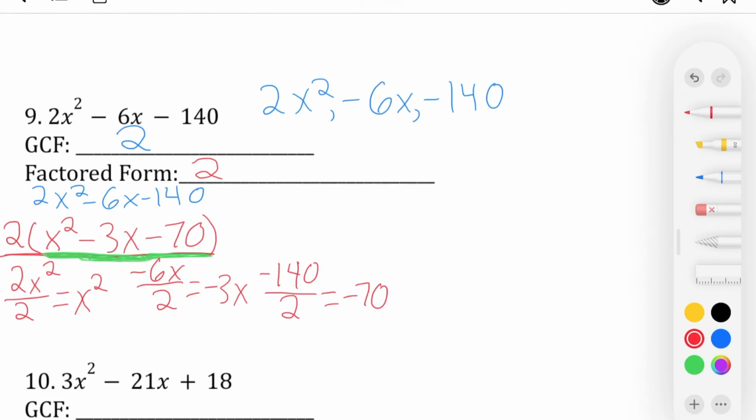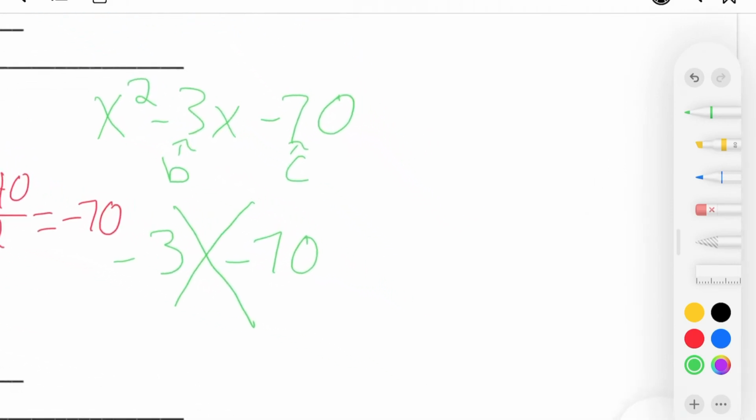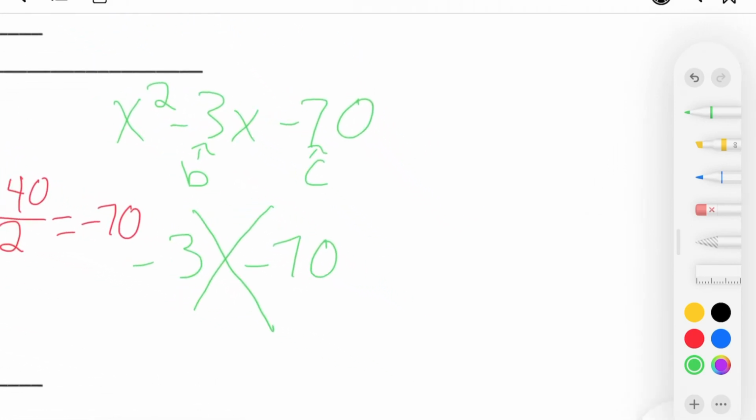So for our new expression, x squared minus 3x minus 70, our b is negative 3, and our c is negative 70. So our b comes off to the left, our c comes off to the right, and we're looking for 2 numbers that multiply to give us negative 70, and also add to give us negative 3. So you can create your little table.